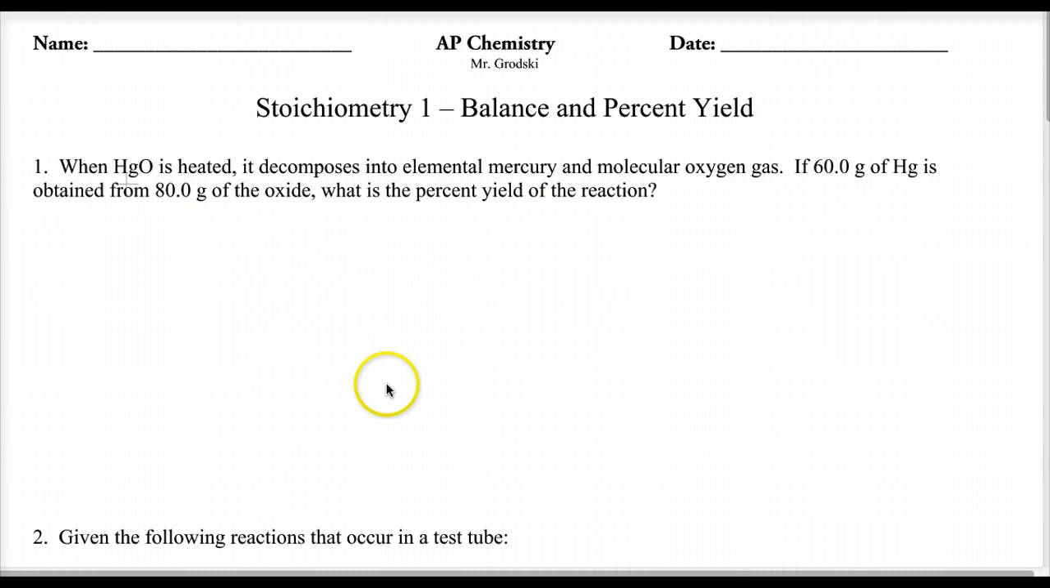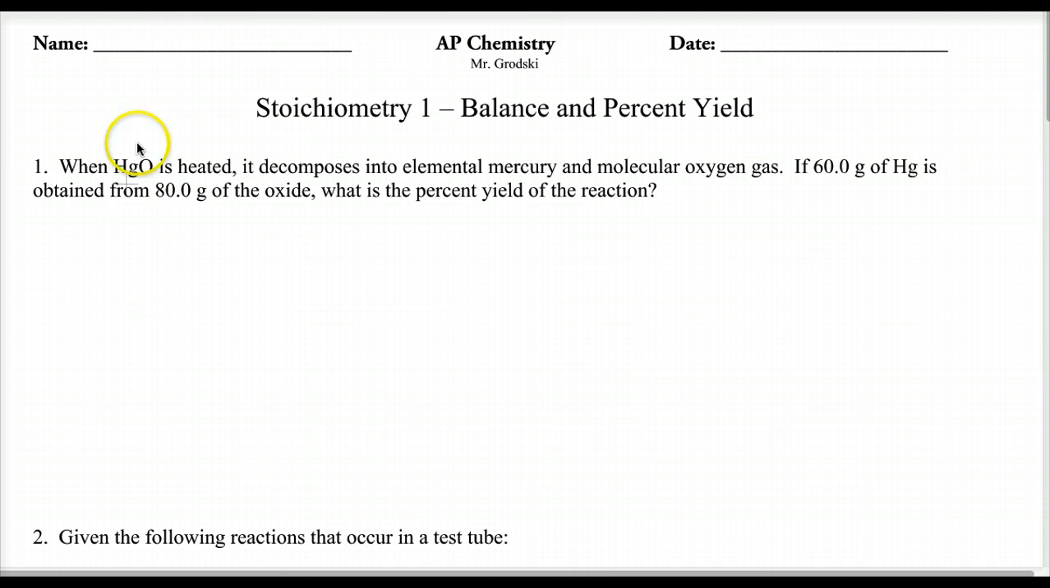Lecture AP 1.3 is on stoichiometry, percent yield, and percent deviation, which last year we called percent error. We're working with the stoichiometry 1 ditto, and I'm going to do number 1 and number 3 and model those problems for you. I expect from those models that you should be able to handle the rest of this ditto. If you see that this is pretty simple, you certainly could move on.